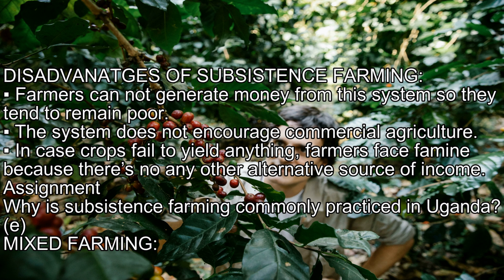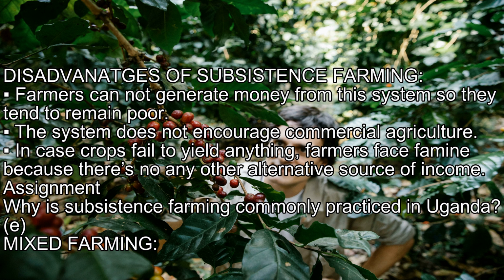Farmers cannot generate money from this system, so they tend to remain poor. The system does not encourage commercial agriculture. In case crops fail to yield anything, farmers face famine because there's no other alternative source of income. Assignment. Why is subsistence farming commonly practiced in Uganda?